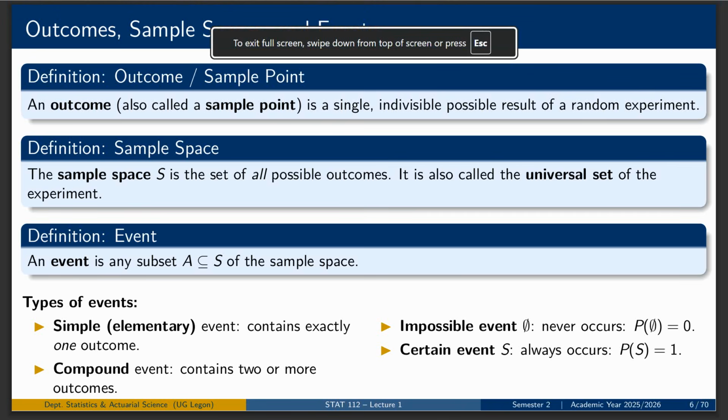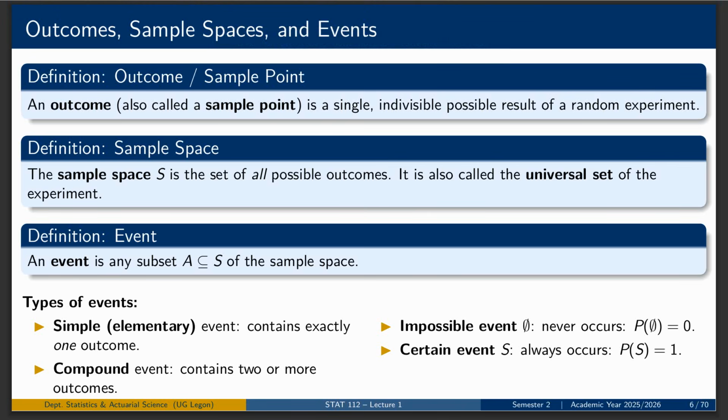Okay, so now we talk about outcomes, sample spaces, and events. By definition, an outcome, which is also referred to as a sample point, is a single result of a random experiment that cannot be divided. So if I toss a coin, the possible outcomes are head or a tail. So head is an outcome, and of course tail is an outcome.